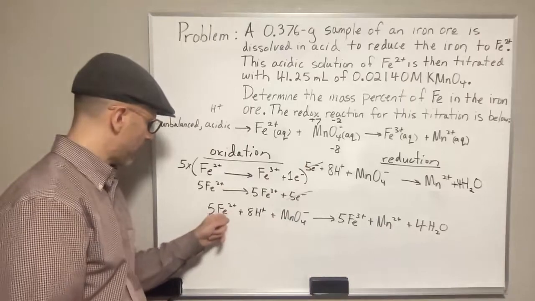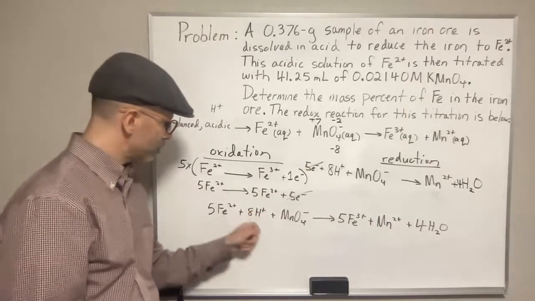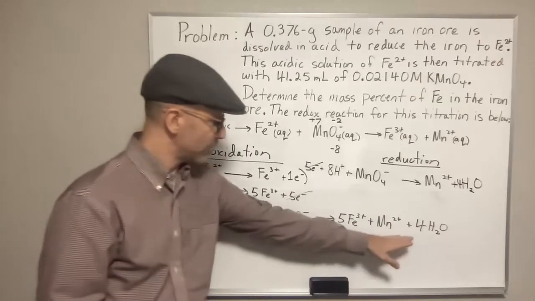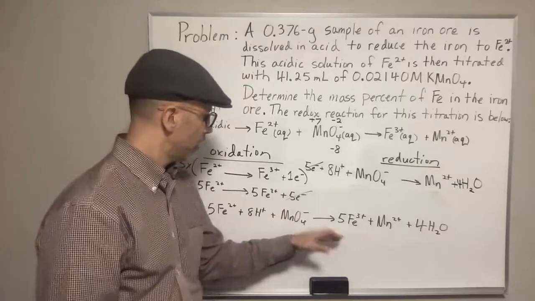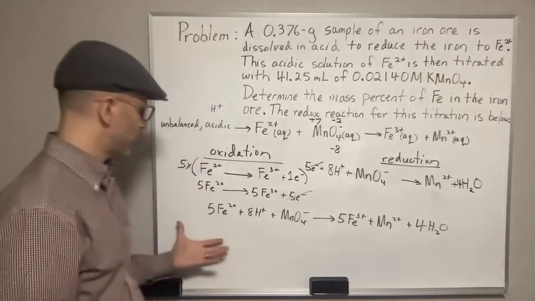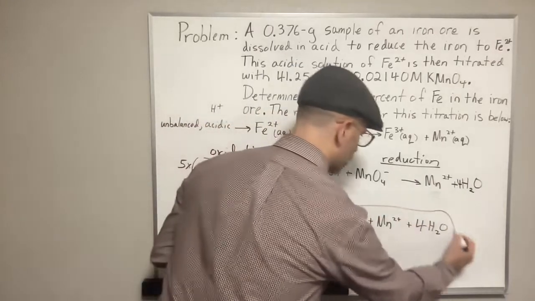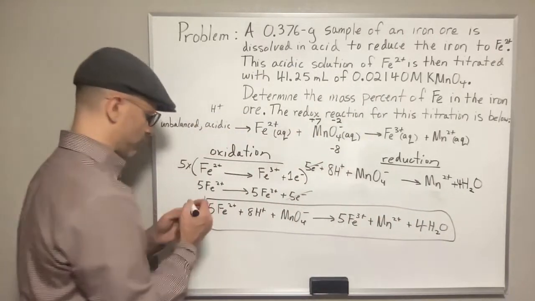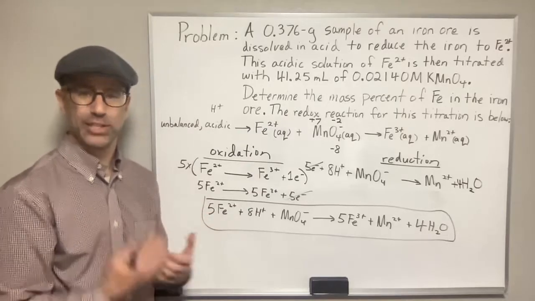So here we have 5 Fe2+. There's no Fe2+ here. 8 H+. We don't have H+ here, so we don't have to worry about that. MnO4-, not on here. So this is good. This is our balanced redox reaction. So that's a good review for how to balance a redox reaction in acidic solution.